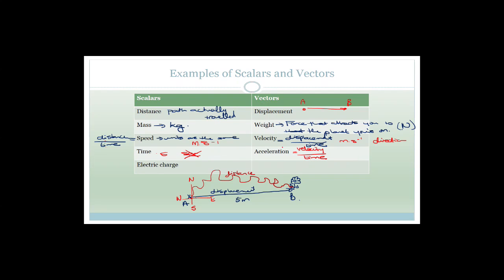Acceleration is the change in velocity over the change in time, which is why it's a vector. So it kind of works like this. Displacement is a vector, right? Because displacement is a vector, velocity is a vector, because velocity is displacement over time. Therefore, acceleration is a vector, because acceleration is velocity over time. So acceleration is measured in meters per second squared, and again, you need direction. And finally, the other scalar that you will come across is electric charge, which is measured in coulombs.